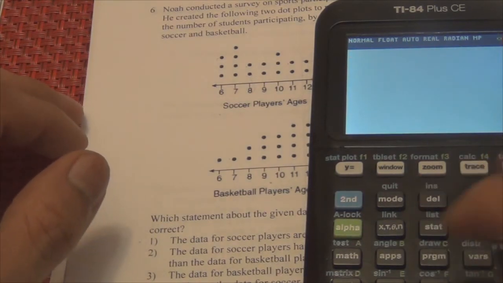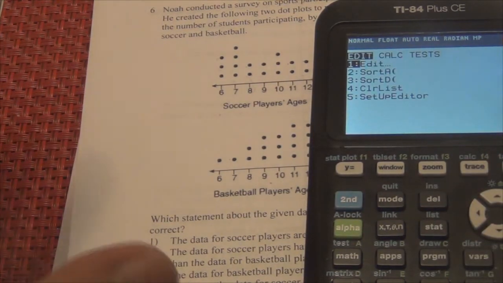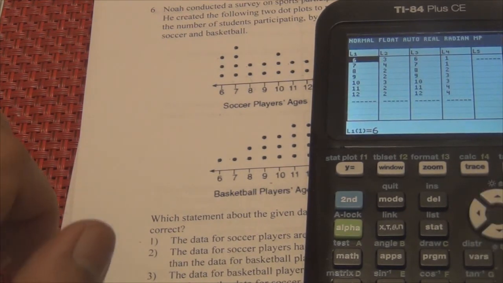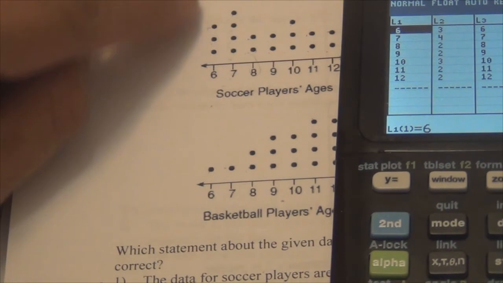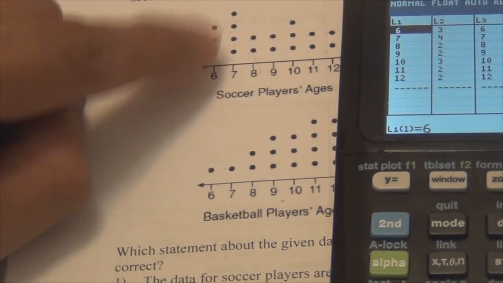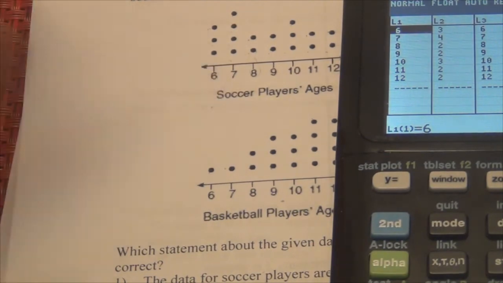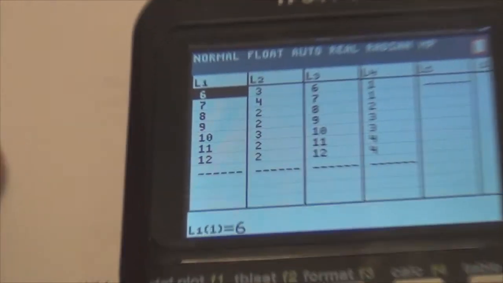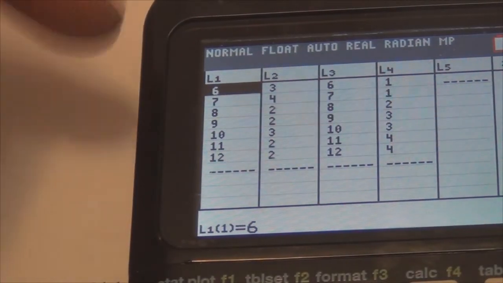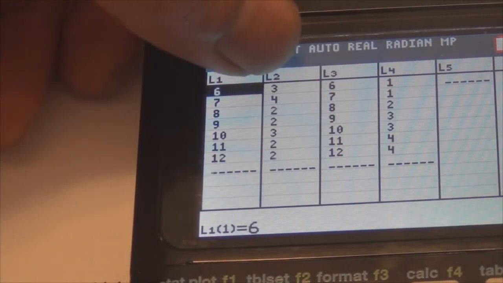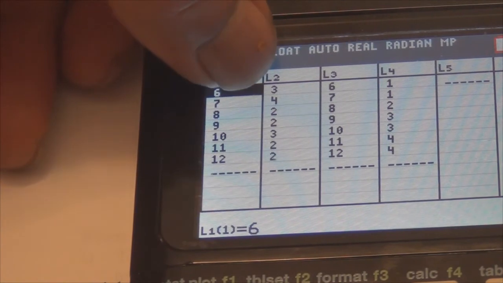So what you're gonna do is the following. You're gonna press the stats key again. That's your favorite friend right now for statistics. You're gonna press enter. I already put in the data, so I'm gonna show you. Here there are 3 players that are 6 years old, 4 players that are 7 years old. So what I did is I took the data on soccer players. I put the ages 6, 7, 8, 12, and then in L2 I put the frequency.